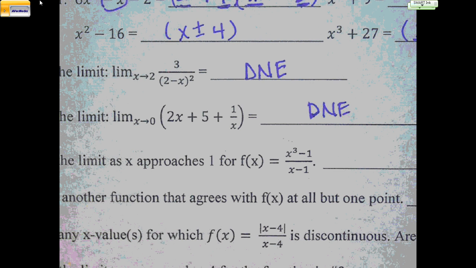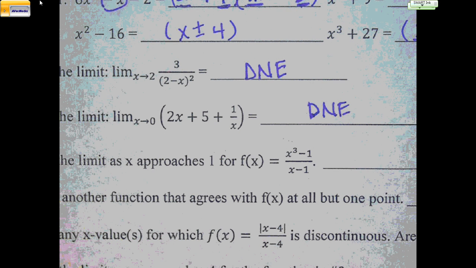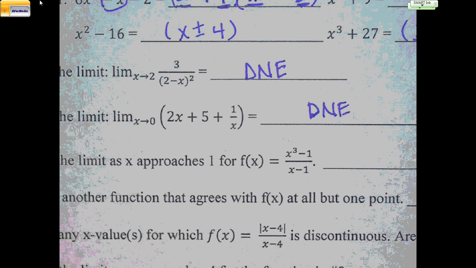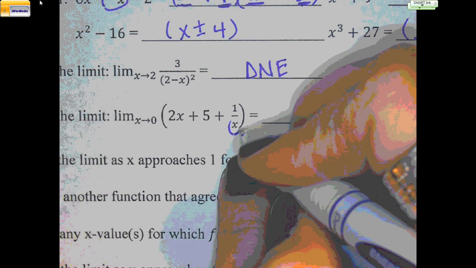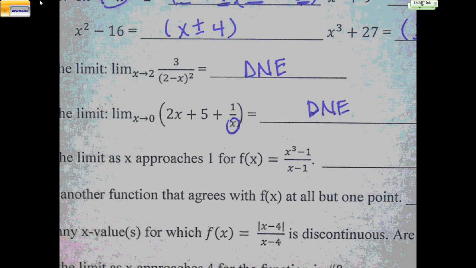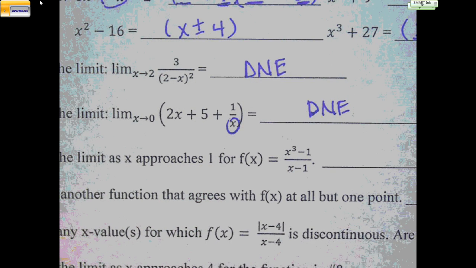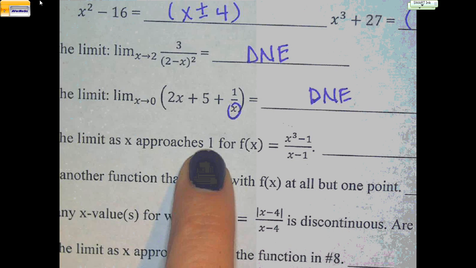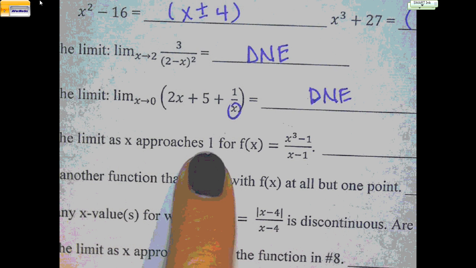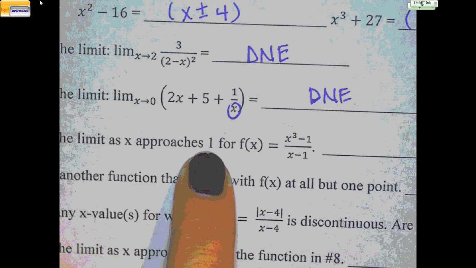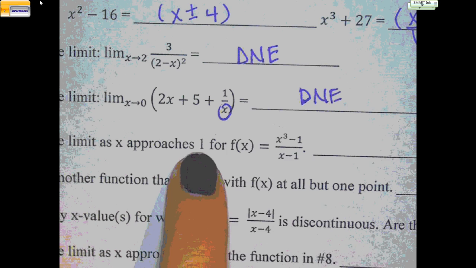How did you figure out if there was an asymptote at 0? Right here, it's on the bottom. X can't be 0. Yep. Anybody else? Okay, number 7. Find the limit as x approaches 1. Is this a one-sided limit or two-sided? Two-sided. It doesn't say from the right or left. It just says as it approaches 1 for this equation right here.